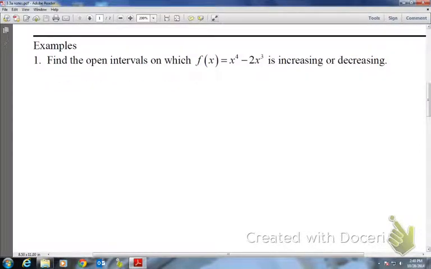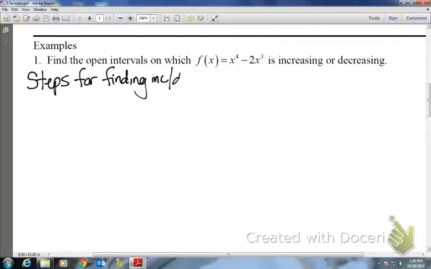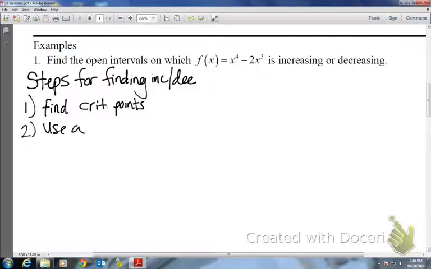Alright, the first thing we care about is these steps. There are only two steps to find increasing and decreasing, but I'll go ahead and write them down. Steps for finding increasing/decreasing. Number 1, find the critical points. Number 2, use a test number line or a table in order to figure out intervals of increasing, decreasing.